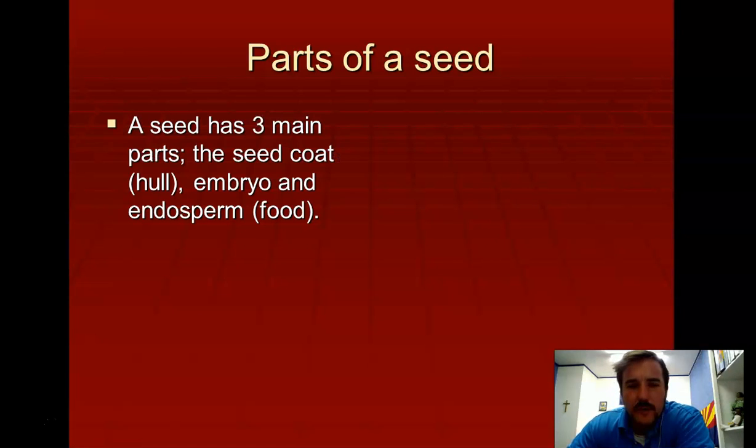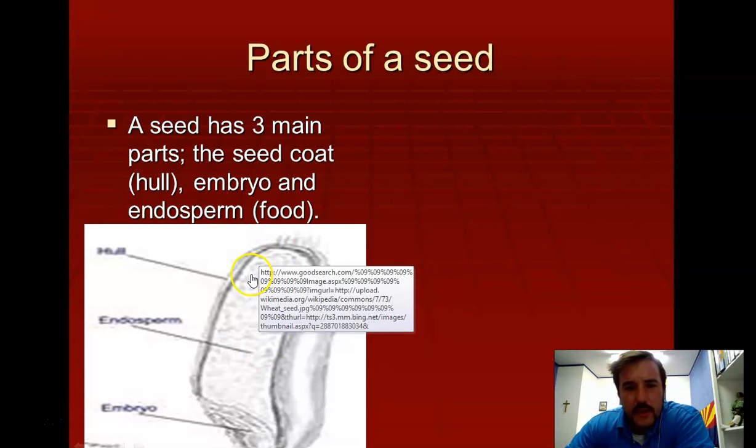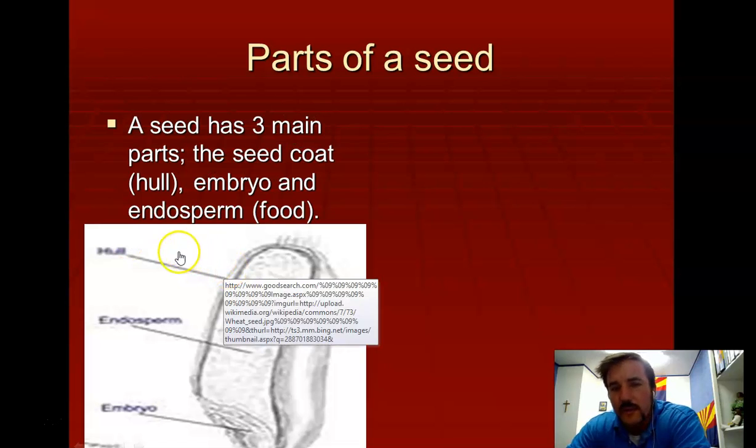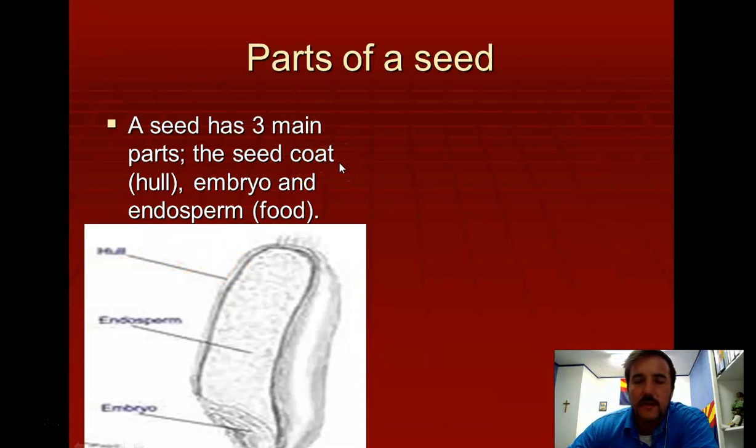Here's another picture that you can see here. Most of it's made up of the endosperm, so that the embryo has stuff to eat, and then the hull or the coat, same thing. Hull and seed coat, the same thing. But you can imagine, as we said before, how important the seed is for the plant to grow.